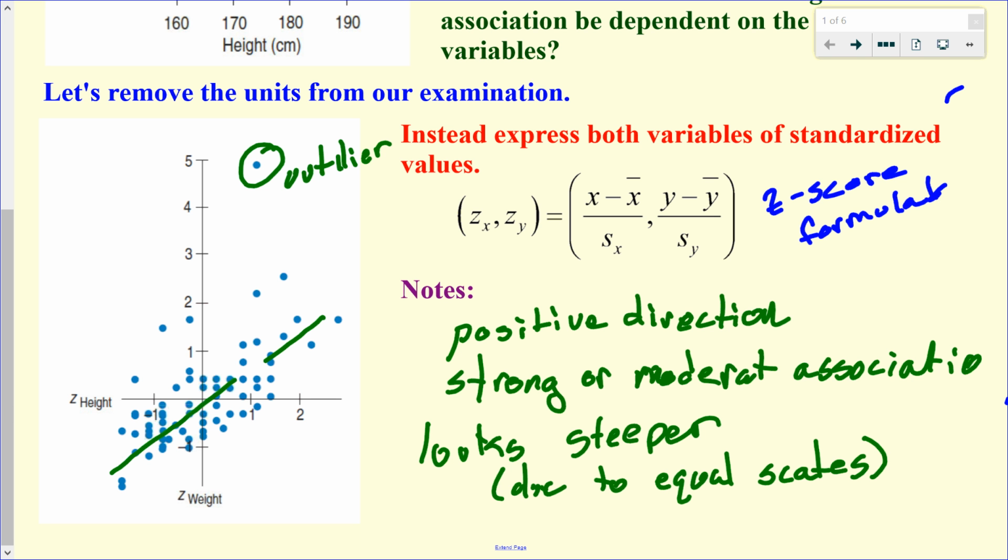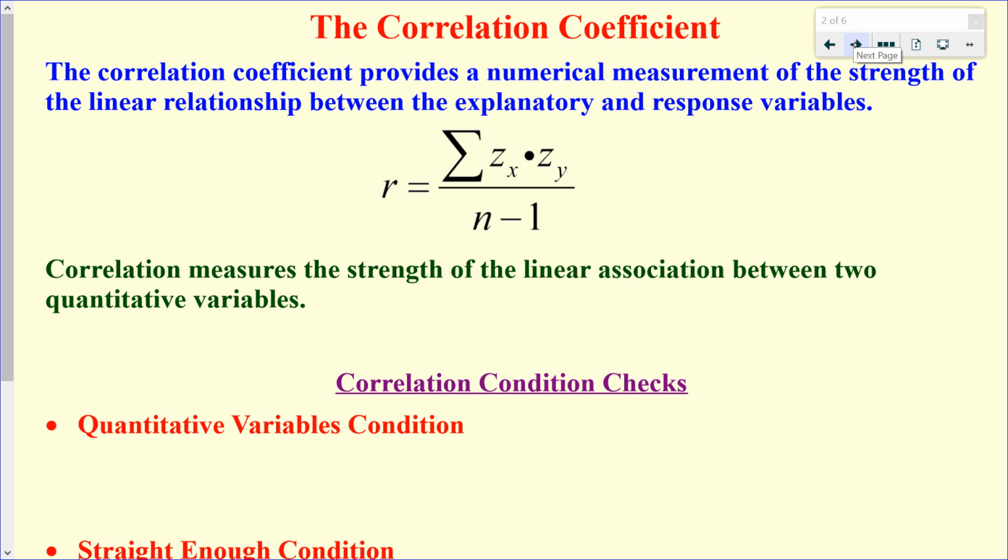All right, and it is from this idea of z-scores that we can get this measurement of the strength of association, and that is what we call the correlation coefficient. Before, we've been using descriptive words: strong, moderate, weak. The correlation coefficient provides a numerical measurement of the strength of a linear relationship between the explanatory and response variables. It has to be linear; correlation is only for linear relationships. R is our correlation coefficient.